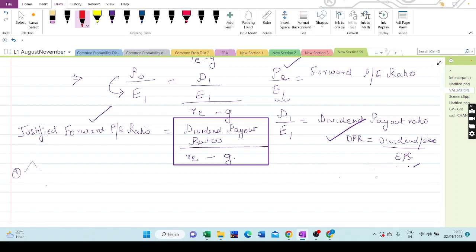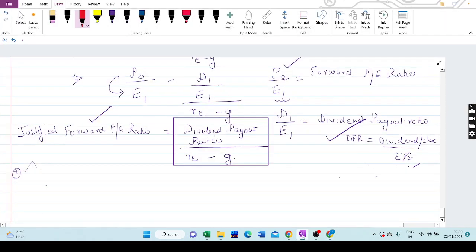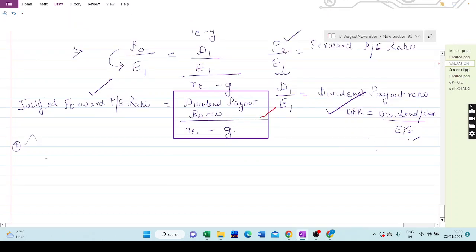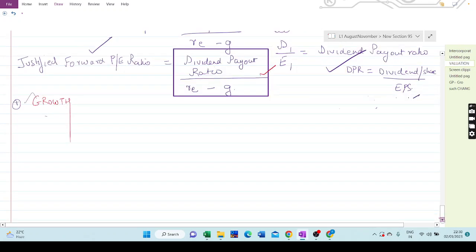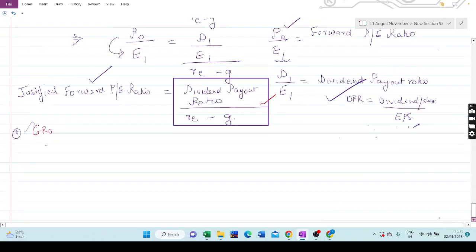अब heading लिखो बड़ा बड़ा. Please write the heading. We can use this equation, this particular equation, to make a number of inferences. पहला लिखो. Give heading growth rate.